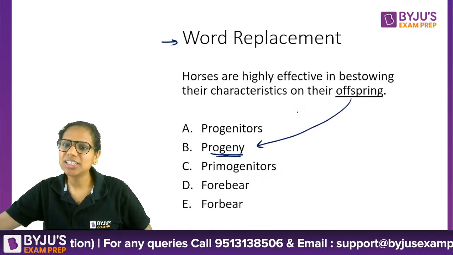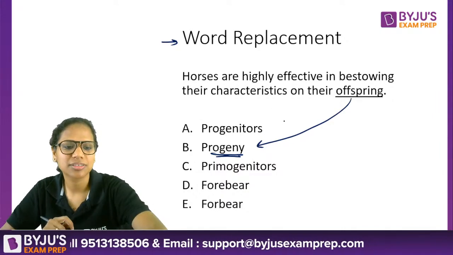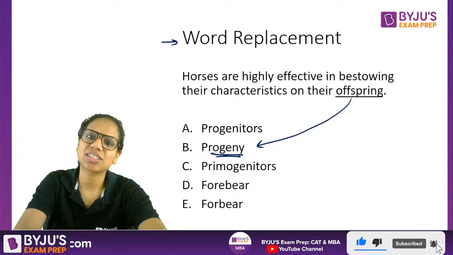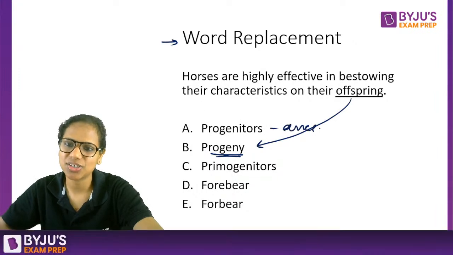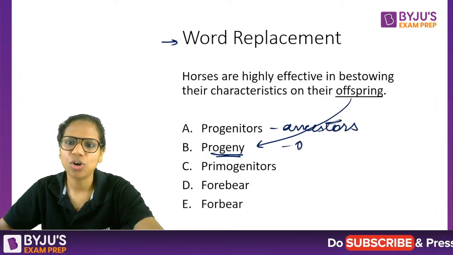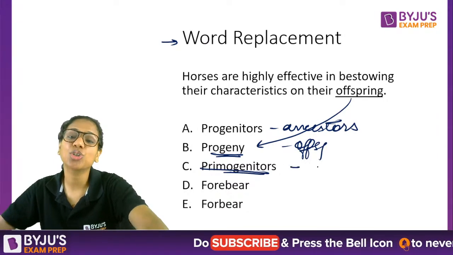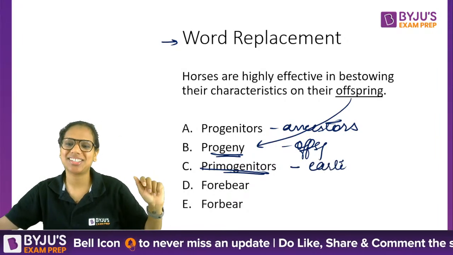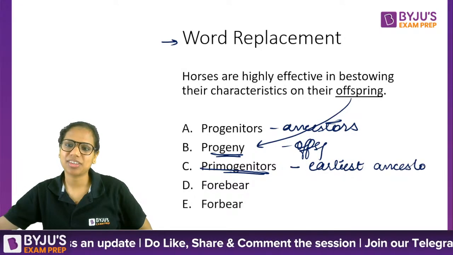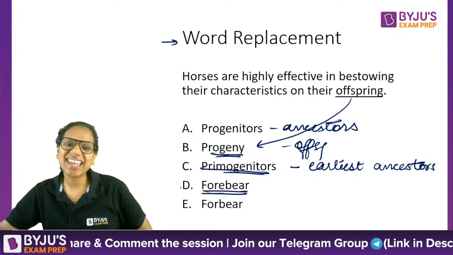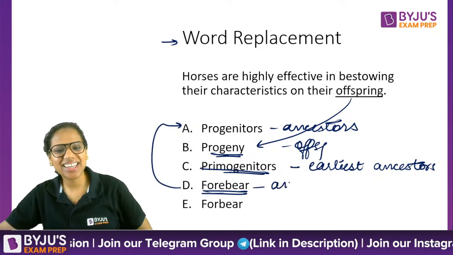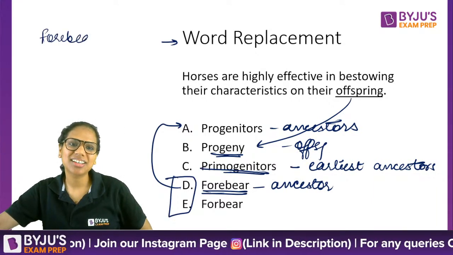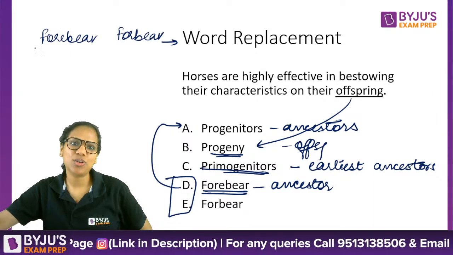Okay, progenitors on the other hand, who are these people? Progenitors? Progenitors are the ancestors. Progenitors are ancestors, right? Progeny, offspring. Primogenitors are also your earliest, prime means first, right? So primogenitors are your earliest ancestors, right? Forebear is again a synonym of progenitor. Again ancestor. And these are two commonly confused words, forebear and forbear. For and for.